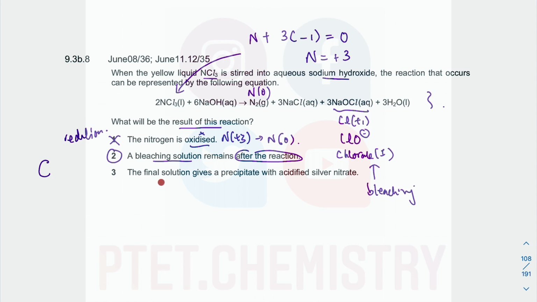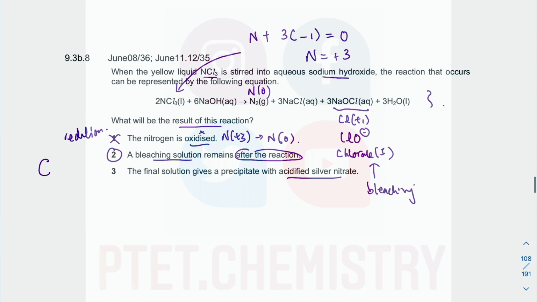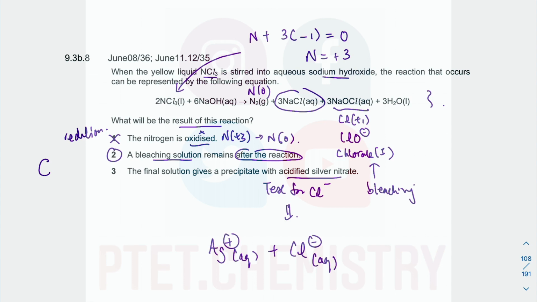And you can think about option number 3 actually being correct, because the final solution gives a precipitate with acidified silver nitrate. That is the test for Cl minus ever since your O-level or IGCSE. If you have done the practical, if you have opted for alternative to practical, they love to ask this in the theory as well. So this is your white precipitate that you get when you test for chloride using this colorless solution, acidified silver nitrate.